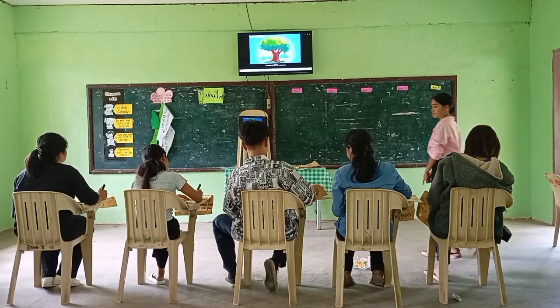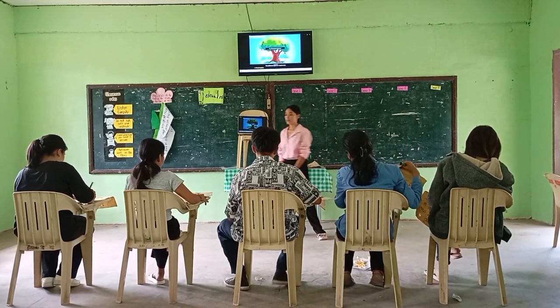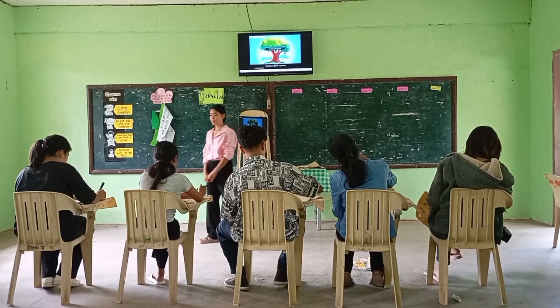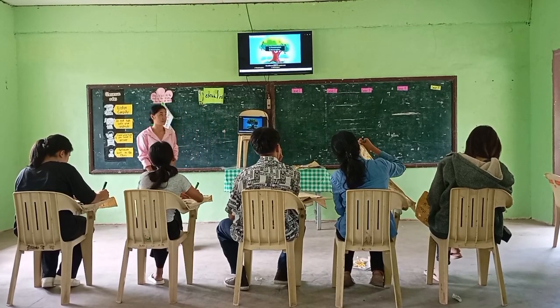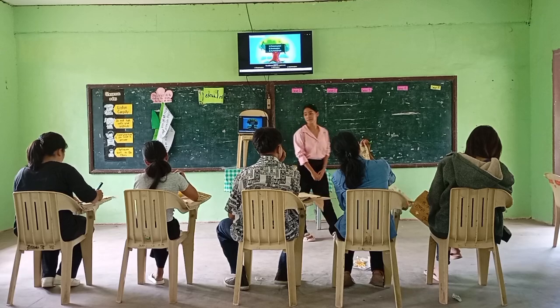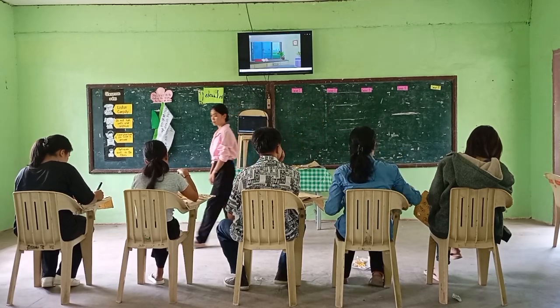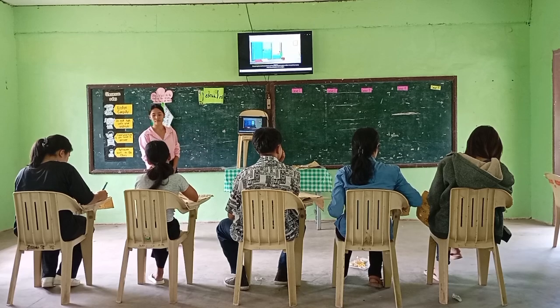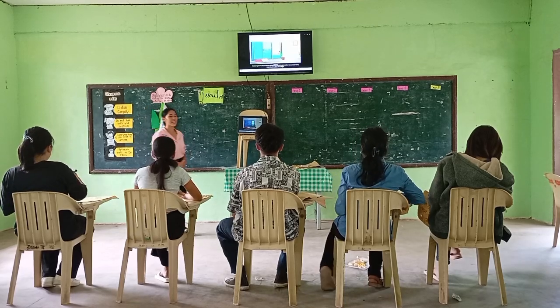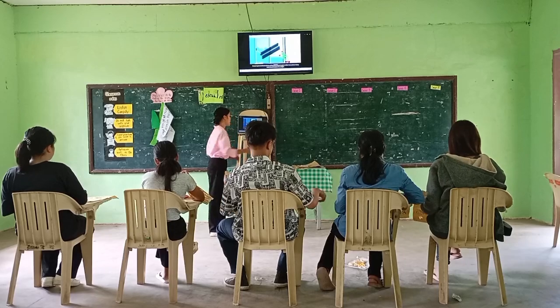The different types of tropism. 1. Phototropism. 2. Geotropism. 3. Hydrotropism. Phototropism is the tendency of plants to grow either towards or away from the direction of sunlight.